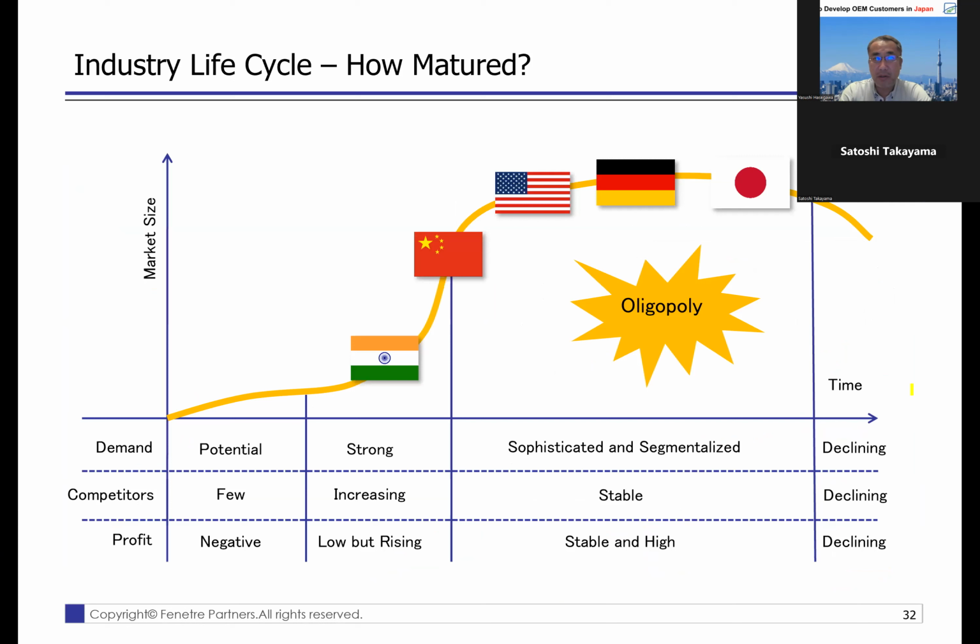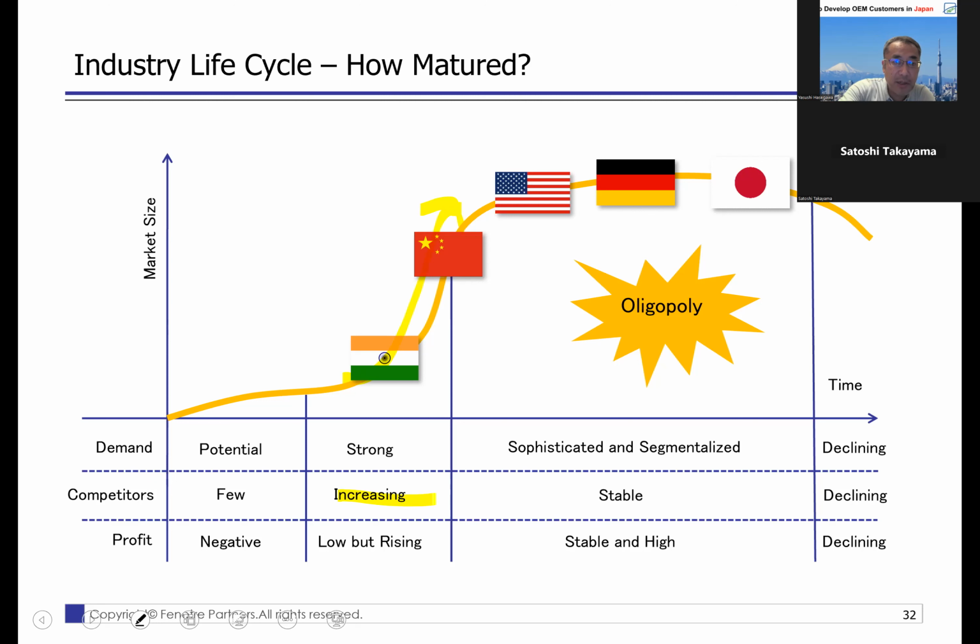When we talk about market entry strategy, I'd like you to be aware of the difference in economic development stage. This is a famous framework, the industry or product life cycle. When the market is growing, many companies are rushing to the market.